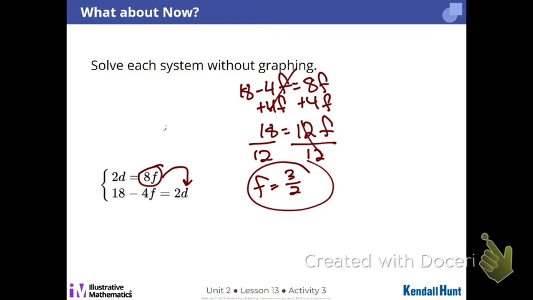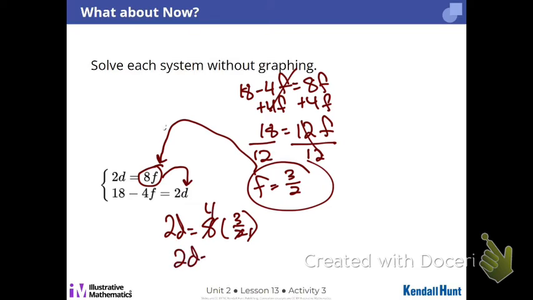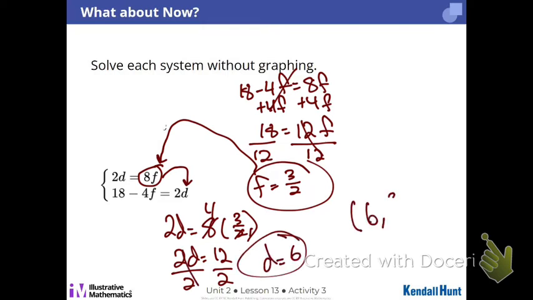It doesn't matter. 3/2 equals F, F equals 3/2. I kind of like it saying F is this thing. You can substitute it into either equation. I'm going to choose to put it right there. So 2D equals 8 times 3/2. Everybody go with what I just did? I can cross simplify here, a 1 and a 4. So 2D is 12, which means D is 6. For ordered pair, 6, 3/2, or 1 1/2. You could do a 1 1/2 there.